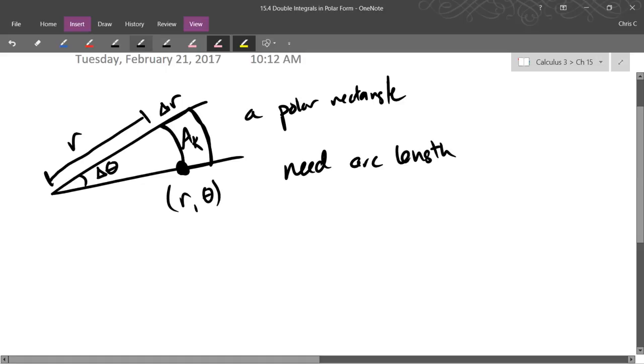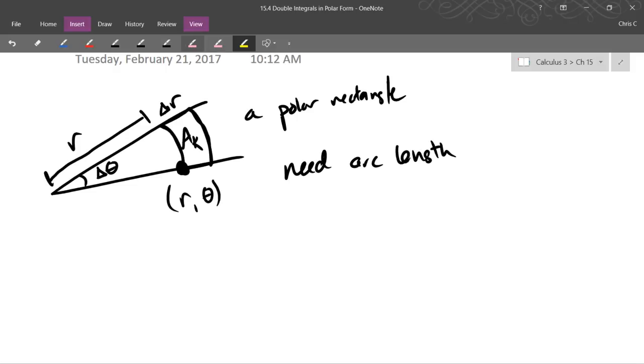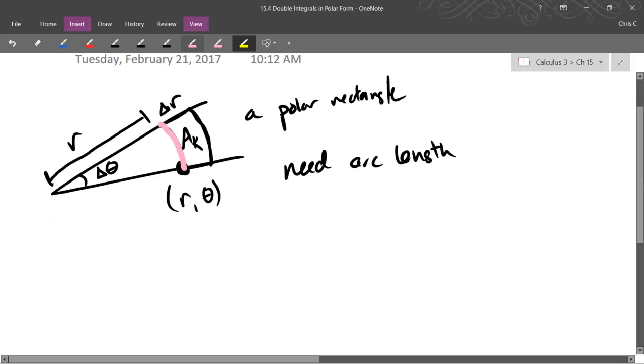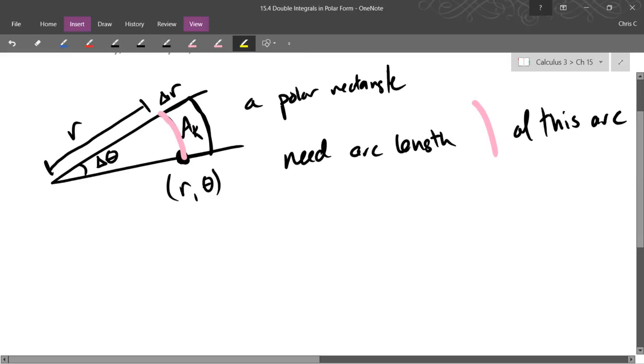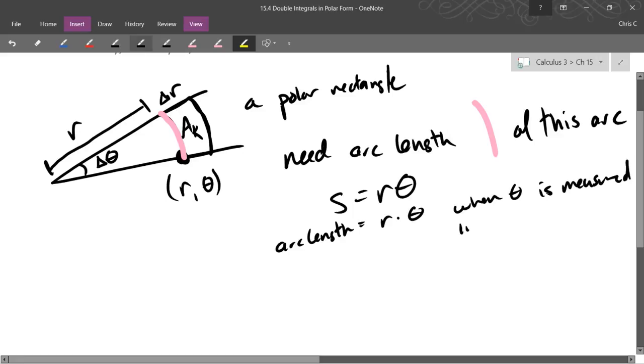So we need arc length, and let's go pink for that. I want to get the arc length of that pink arc right there. Arc length, anybody remember the arc length formula? And what units do we have to measure in? This is in radians. So we need to be in radians. So arc length equals R times theta, when theta is measured in radians.